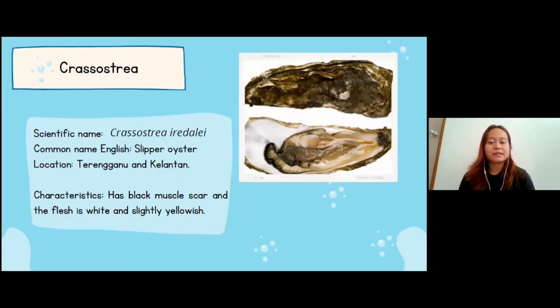This Crassostrea iredalei is common in brackish lagoons in the east coast states of Terengganu and Kelantan. The characteristic of this oyster species is that it has a black muscle scar and the flesh is white and slightly yellowish.